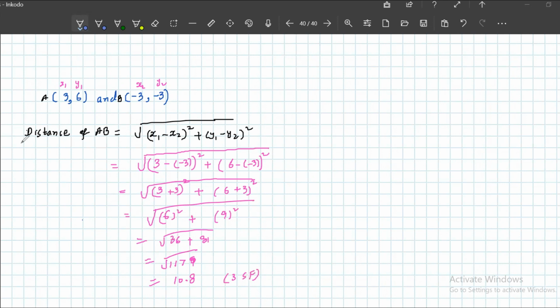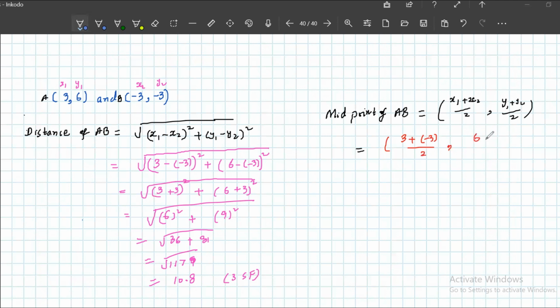Now we find out how to find the middle value or midpoint of AB. So this is the formula that will work for us: X1 plus X2 over 2, comma Y1 plus Y2 over 2. So we already know what is X1 and what is X2. So here X1 is 3 plus X2 is minus 3 over 2, comma Y1 is 6 and y2 is plus minus 3 over 2.